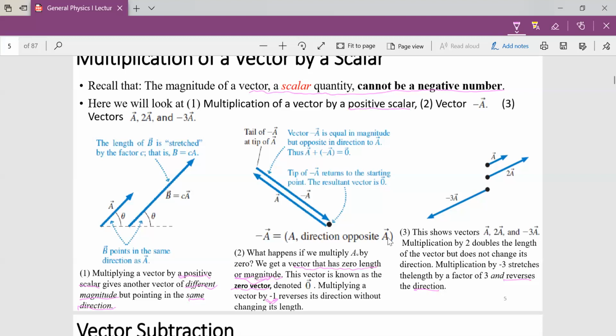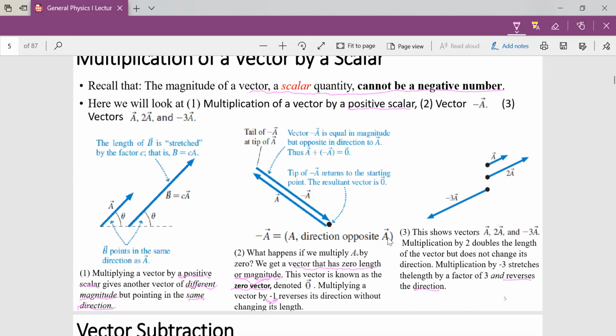Every time you multiply a vector with a positive digit or a positive scalar, because scalars are always positive, it will increase the length, but it will point to the same direction.